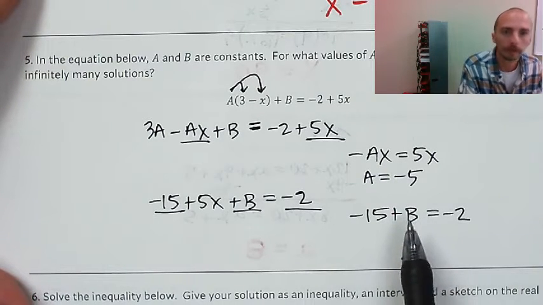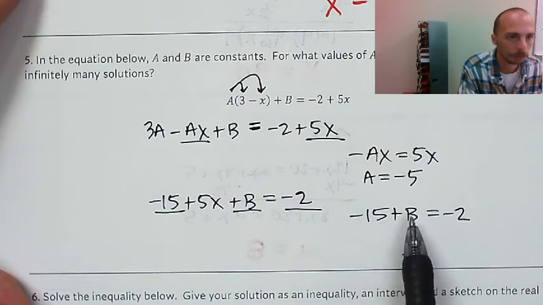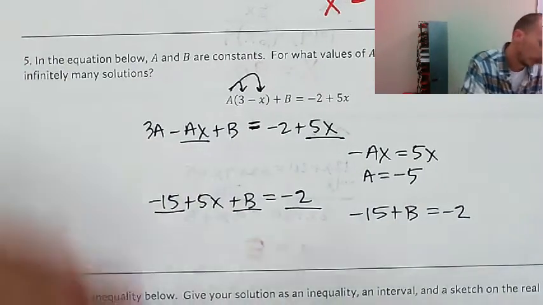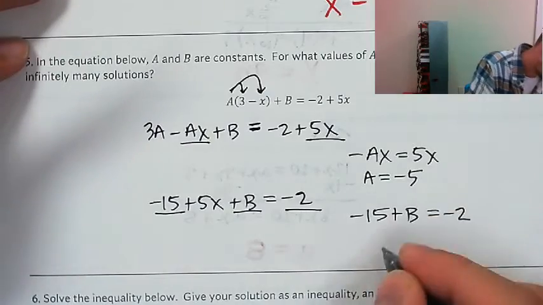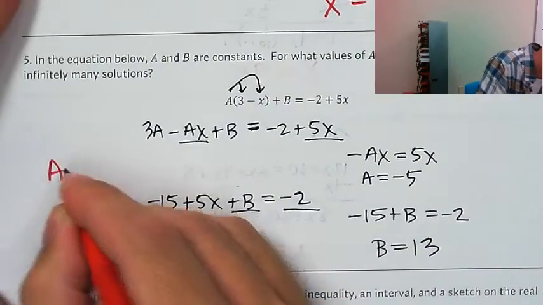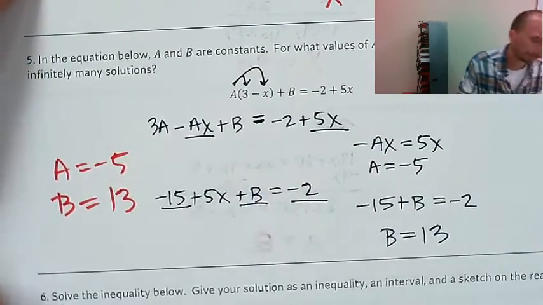But also, if you want to solve this one with your eyes, think about a number that you could add to negative 15 to get negative 2. Well, I think that's going to be 13, right? Just however you want to solve it. So that's b equals 13. So I'm getting a equals negative 5, b equals 13.